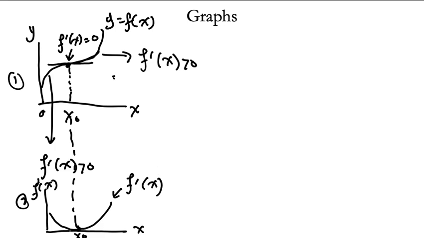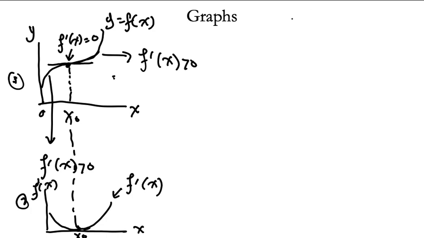That means before x naught, the slope, or f prime x, of the first curve is positive, and the curve of 1 is increasing. That means graph 1 between 0 and x naught is increasing with the slope decreasing. On the other hand, after x naught, graph 1 is upsloping and the slope is increasing.